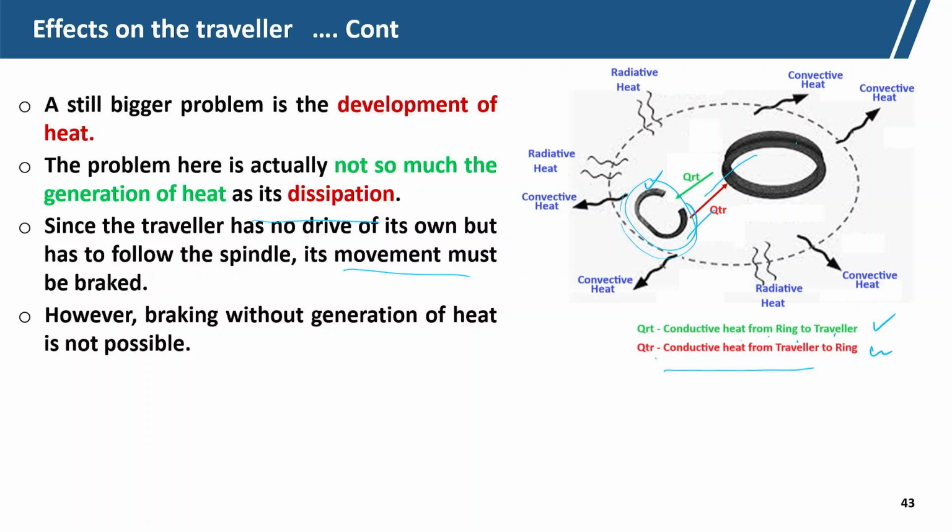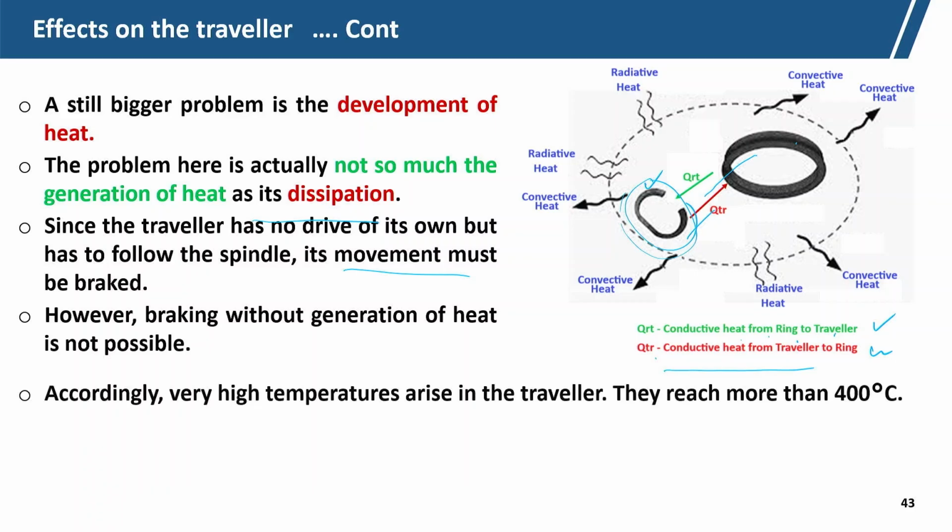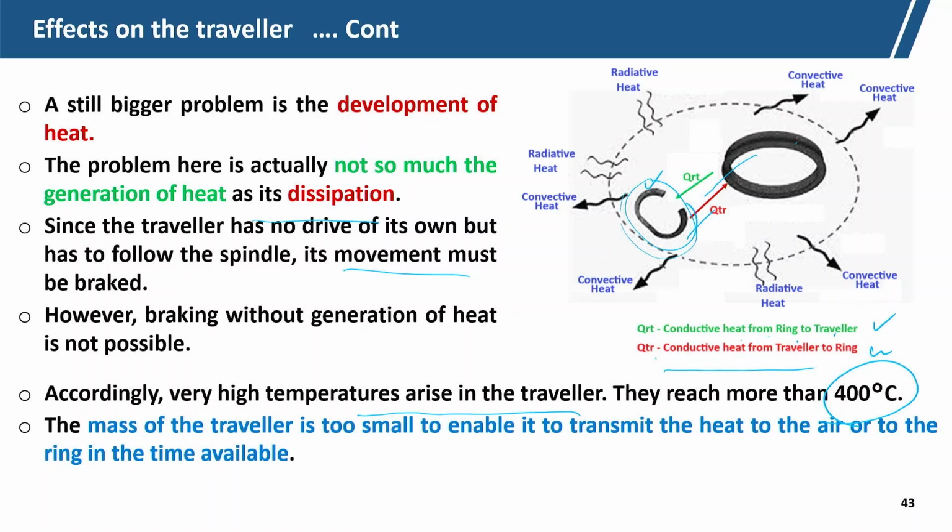One is we have to brake the traveller movement, and for that we need higher frictional force, and higher frictional force resistance means higher heat generation. So, accordingly a very high temperature arises in the traveller, more than 400 degrees Celsius. At 400 degrees, sometimes the traveller burnout takes place at this high temperature.